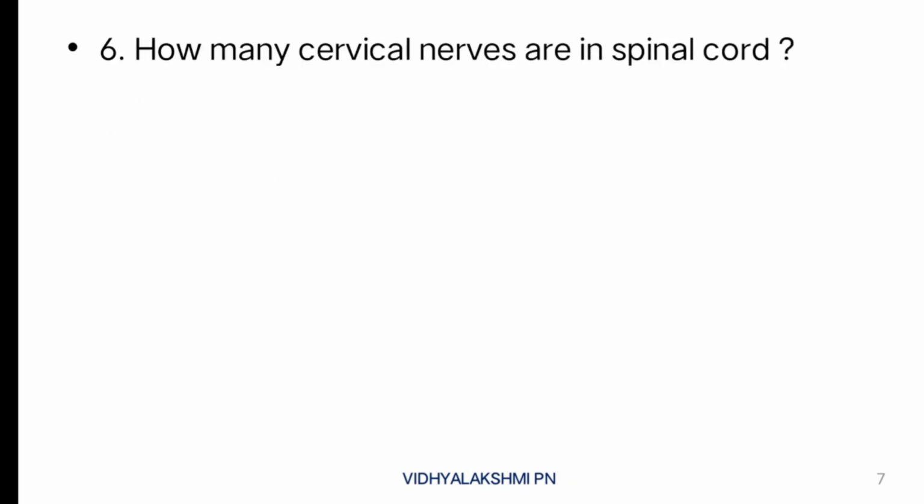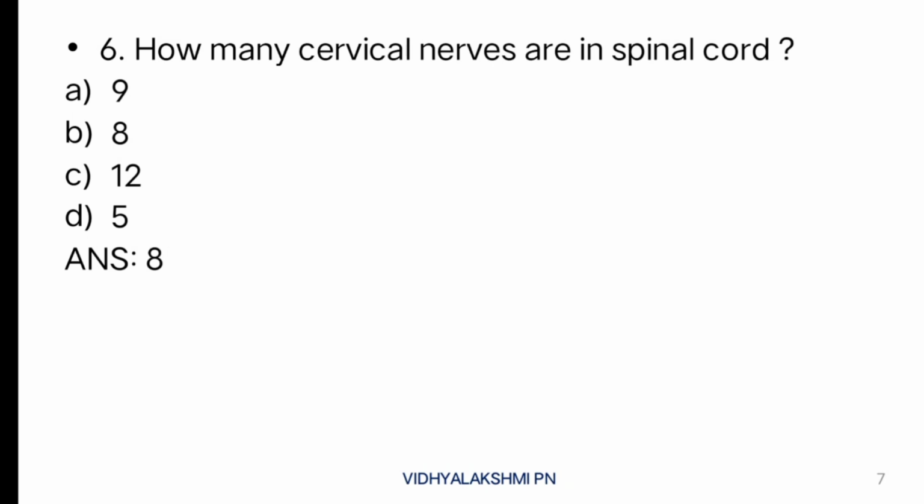Next question, how many cervical nerves are in spinal cord? Before answering these questions, we must know how many nerves are there in cervical, thoracic, lumbar, sacral and coccyx. We must know that ratio, 8:12:5:5:1, so that it will be easy for us to understand. So here the option is 8. We must know how many cervical nerves are there in the spinal cord.